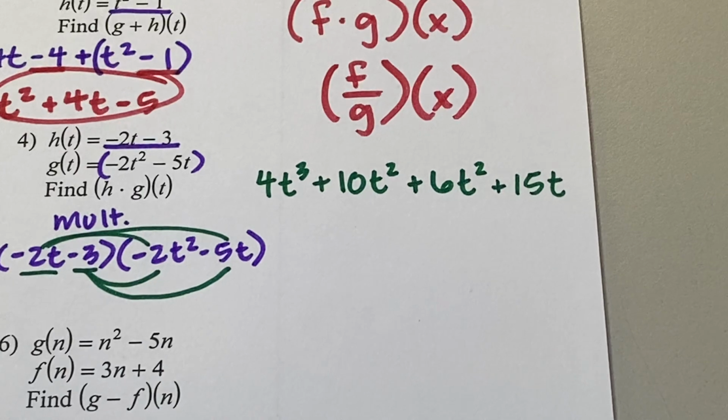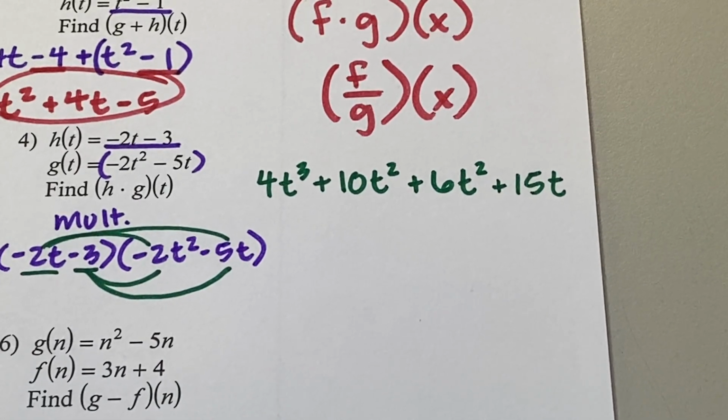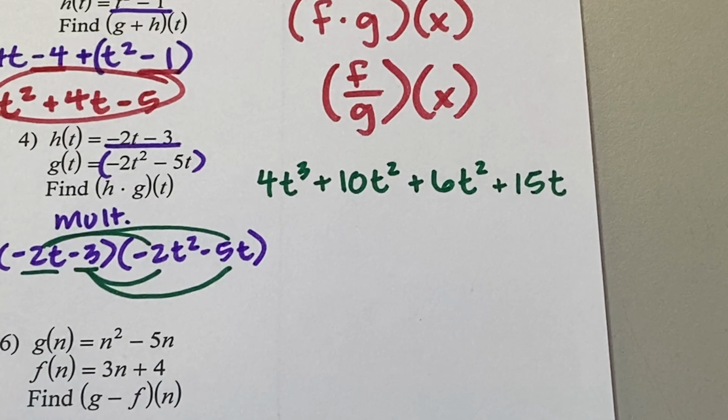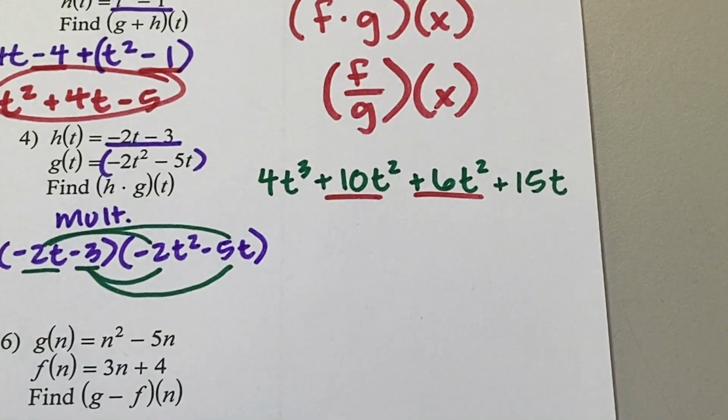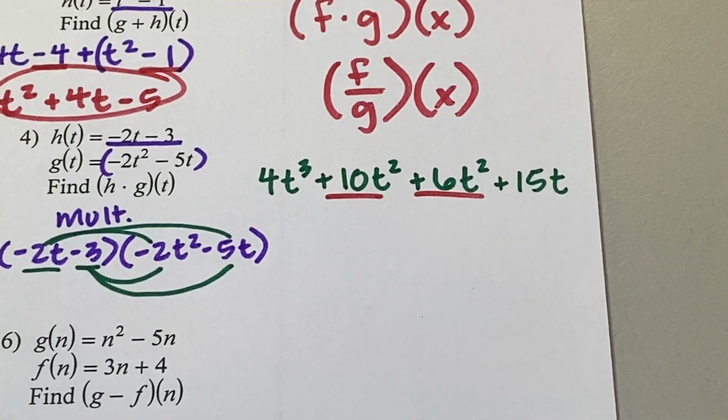All right, you guys, are we simplified? That's just another function, but are we simplified? No. Why not? It's too long. Let's make it shorter. What terms can I combine? 10t squared and 6t squared. Got it. These are the only like terms that I can combine. Would it be 16t? You got it.